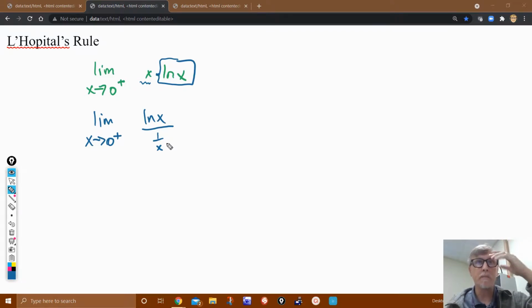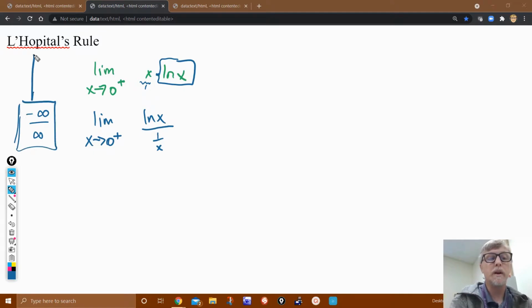If you're dividing by a fraction, you're multiplying by its reciprocal. So this is really like x over 1, and so you're dividing by the reciprocal. Now at this point, we have this negative infinity thing on the top, and then 1 divided by a very, very small number is positive infinity. And this is our indeterminate form, right? This is our indeterminate form that allows us to use L'Hopital's rule.